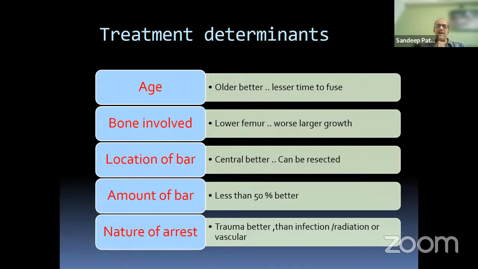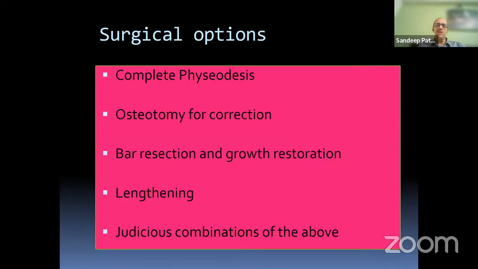Where is the location of the bar? A central bar which is localized is easier to resect. How much of bar has formed? Less than 50% is better for resection. Ideally 30% or lesser. If it is larger, we have more problems. And the nature of the growth arrest. If it is a post-traumatic bar, it's more amenable to resection compared to a bar formed by radiation injury, vascular insult, or infection. You can have a growth arrest because of infection also, and those bars can behave unpredictably. Trauma is more predictable.